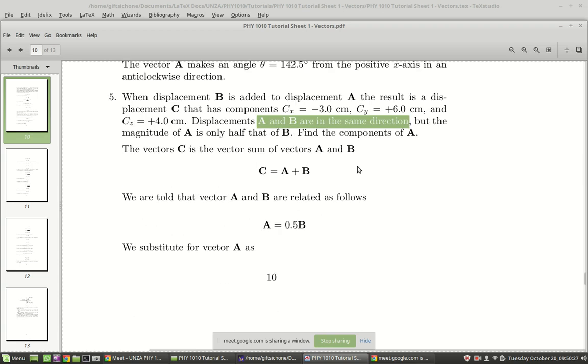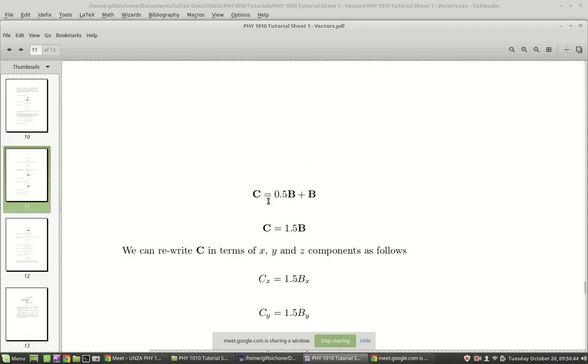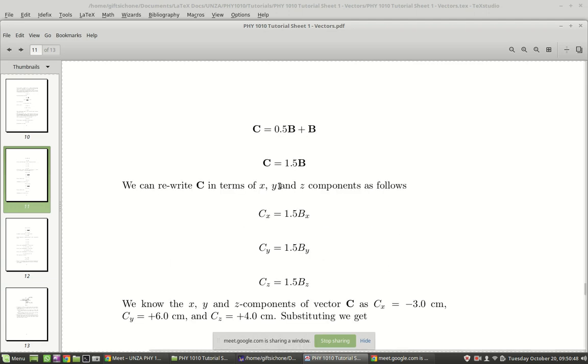But one thing we were told which is very interesting is that the magnitude of A was half the magnitude of B, which is what gave us this: A equals 0.5 B. So we substituted for A here, replacing it with 0.5 B, and that's what landed us here. C equals 0.5 B plus B, and we ended up having C equals 1.5 B.